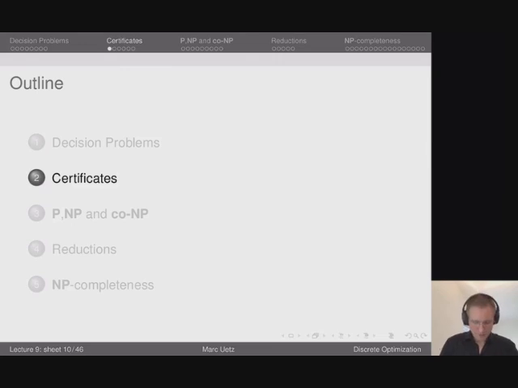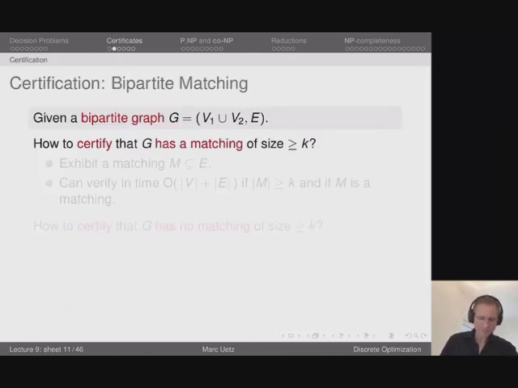The next concept that we need is that of certification or certificates. So the idea here is, if somebody claims there exists a matching in a graph of a certain size, how can this person prove it to me, and how can I efficiently verify that this proof is correct? So this is about succinct proofs of optimality or proofs of existence. Okay, so let me give an example.